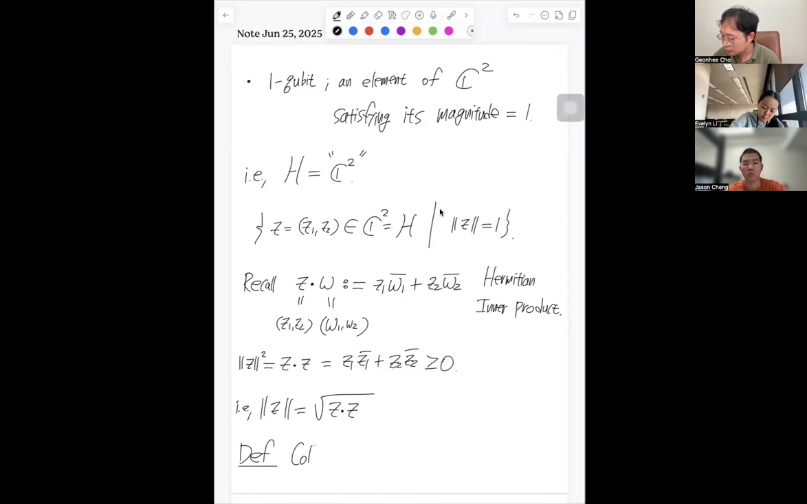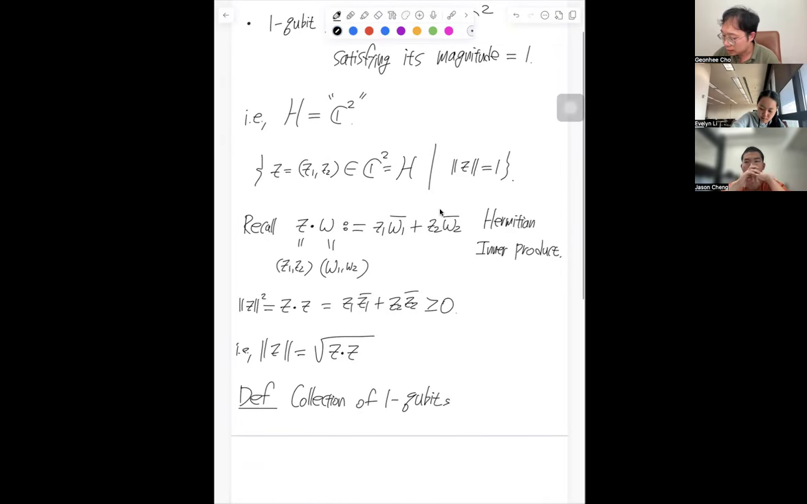So the collection of one qubit is just nothing but the set of vectors in the Hilbert space satisfying its norm equals one. That's the definition, the mathematical definition.